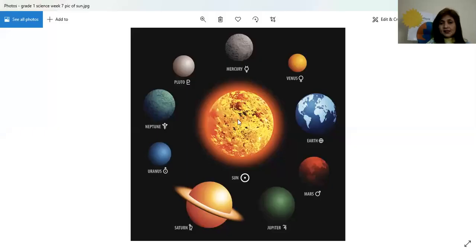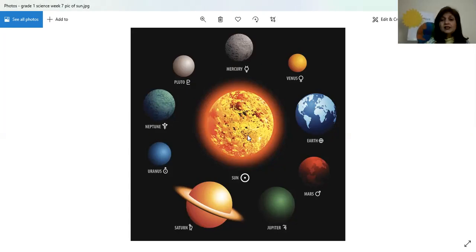Can you all see my screen, children? You can see here, this is a big sun which is in the middle, and all the planets are surrounding the sun. They are revolving around the sun. And what are the planets? You can see Mercury, Venus, this is our planet Earth, Mars, Jupiter, Saturn, Uranus, Neptune, and Pluto. How many planets are these? 1, 2, 3, 4, 5, 6, 7, 8, 9 planets, including our planet Earth.